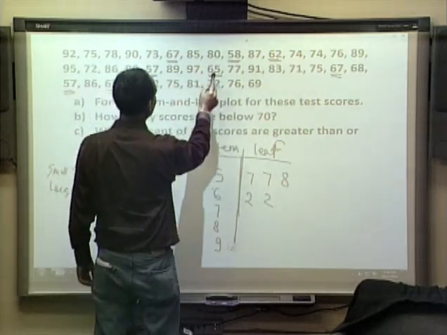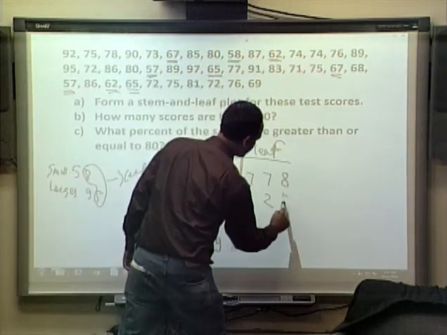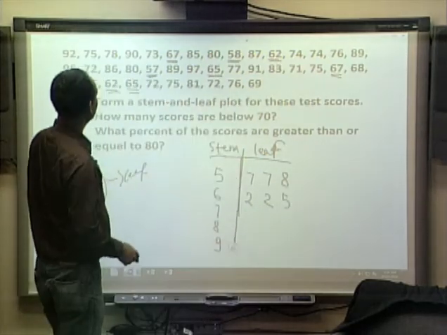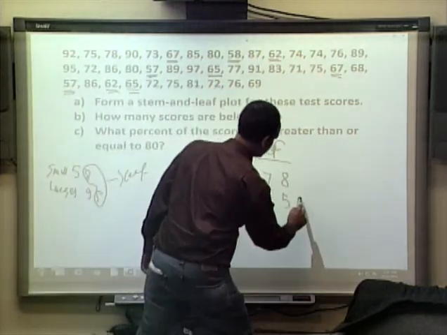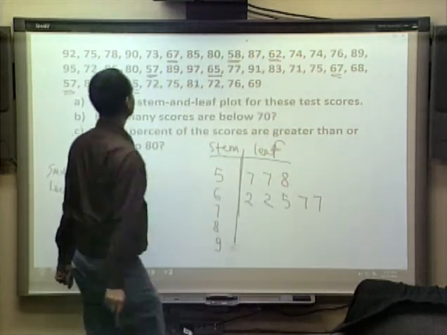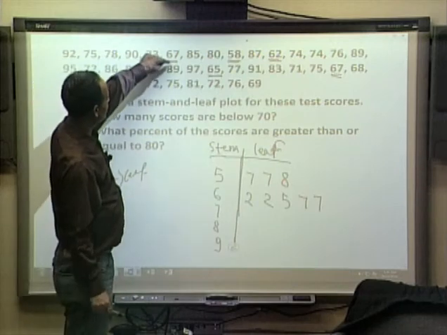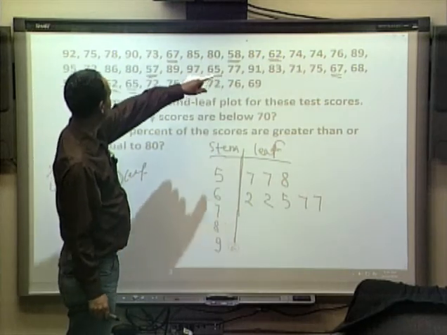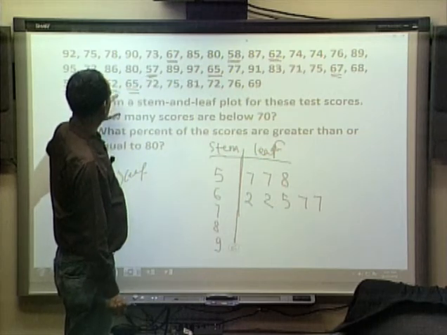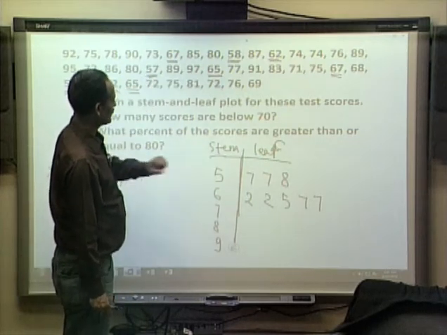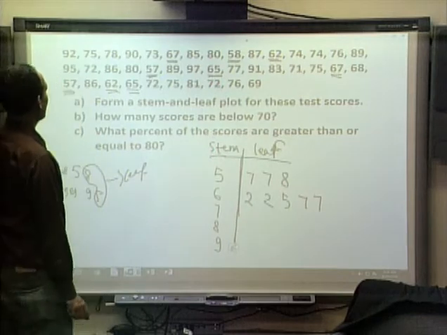and 65, 65, 67, 67. So, this 67 is considered. 62, 67, 2 of them are there, 62, 2 of them are there, 67, 2 of them are there, 65.